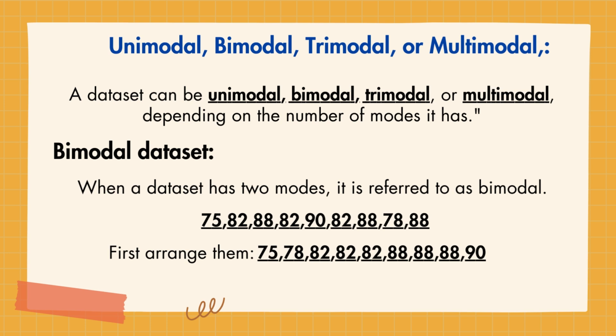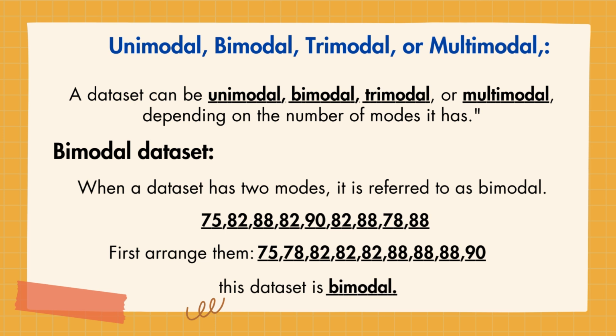Bimodal dataset. Consider the following dataset of exam scores. There are some scores given here. In this dataset, you have to write it in serial order. That would be easier for you if you write it in serial order. After that, you will find that there are two values, 82 and 88, that appear more frequently than the other values. Both 82 and 88 are modes of this dataset. Therefore, we say that this dataset is bimodal.